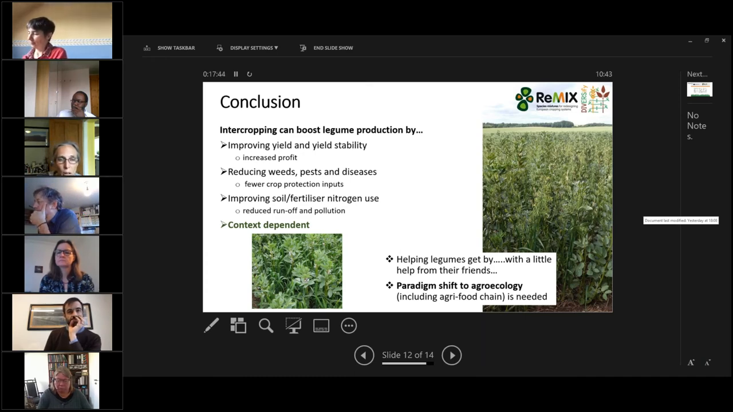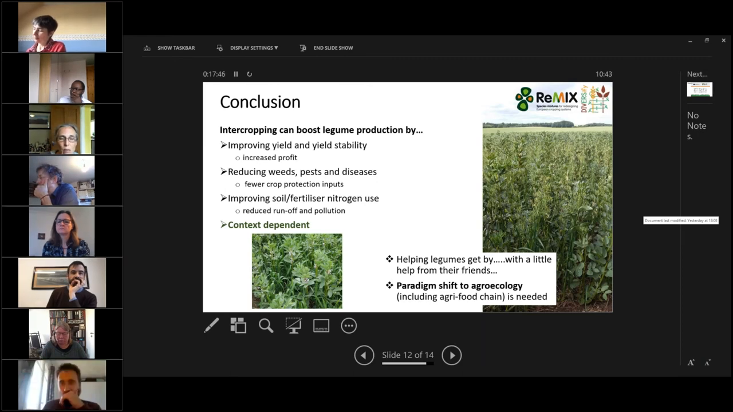But we do acknowledge that a lot of these benefits and outcomes are context dependent, and that's where we really need more work to understand what conditions lead to the best outcomes. So hopefully this has shown how other crops can be used to help legumes get by, but acknowledge that the way forward involves a sort of mindset shift to a more agroecological approach to farming throughout the supply and value chains.